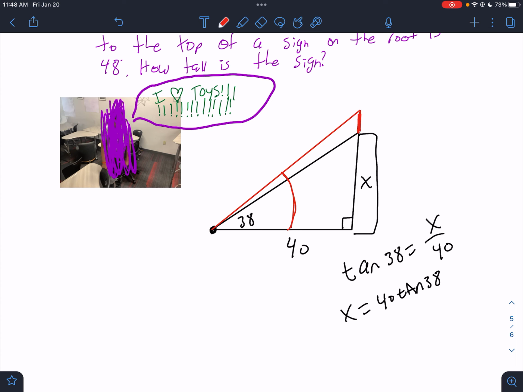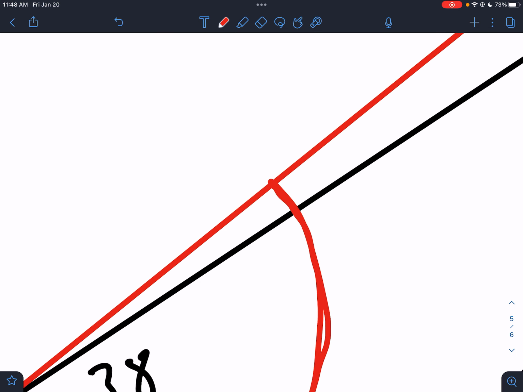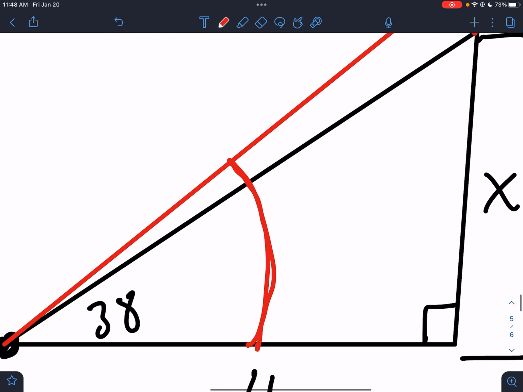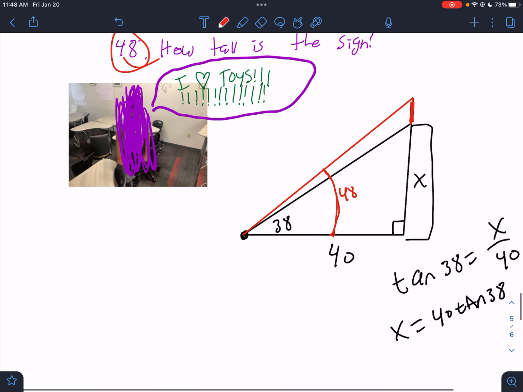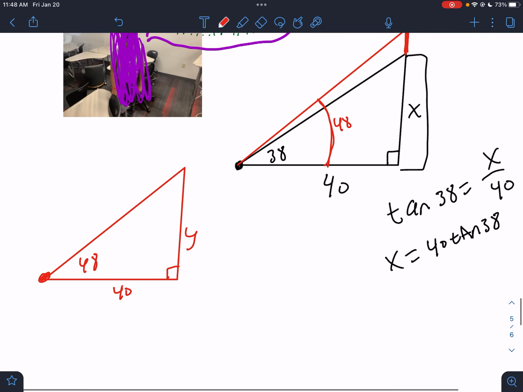That is 48 degrees. Now what I need you to know is this little bit is 10. Not helpful. Don't use 10. 10 is not the angle of elevation. The angle of elevation is the whole thing, 48. It can be helpful to redraw. What if I was just talking about the top of the sign? Wouldn't you have a situation that's really close to the first one, where you're 40 yards away, but the angle of elevation is 48 degrees, and I'll call that y? That's what we're working on.